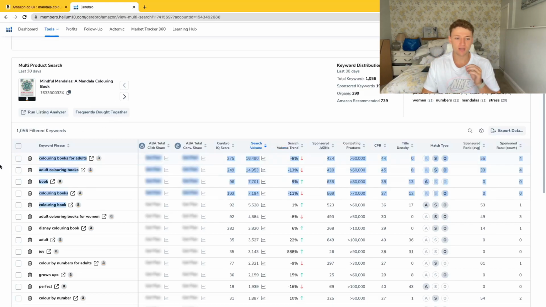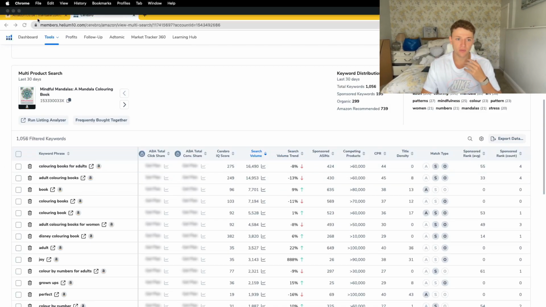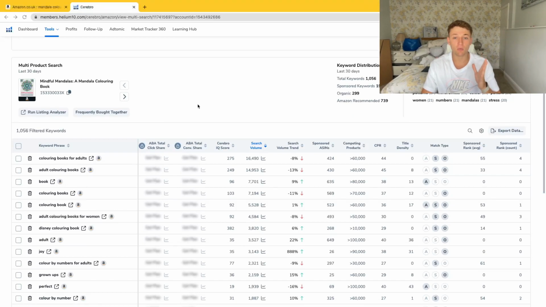So you're not going to get keywords like A4 paper or just generic things that are kind of related to coloring but not really, because they've come directly from competing books that are specifically about what we're looking to sell. They're going to be much more relevant and much more accurate.